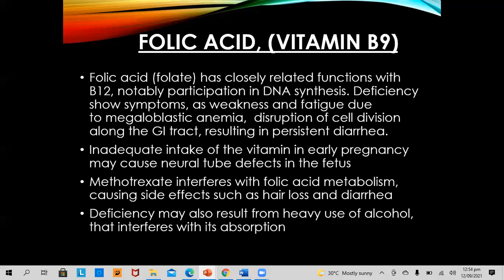Methotrexate interferes with folic acid absorption and metabolism, hence causing side effects like hair loss and diarrhea. So we counter this effect by giving 1 tablet of folic acid along with methotrexate per week. If we give it more, then the effect of methotrexate is compromised. Deficiency of folic acid also results from heavy use of alcohol that interferes with its absorption.